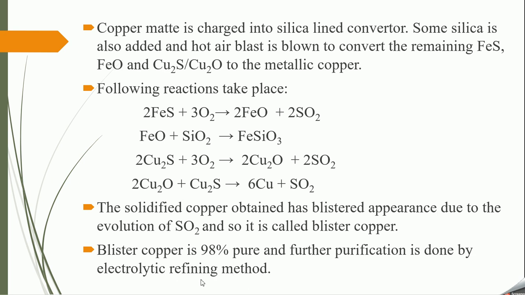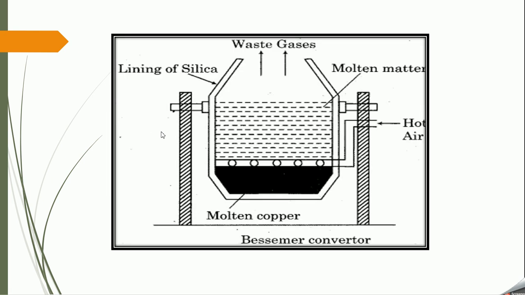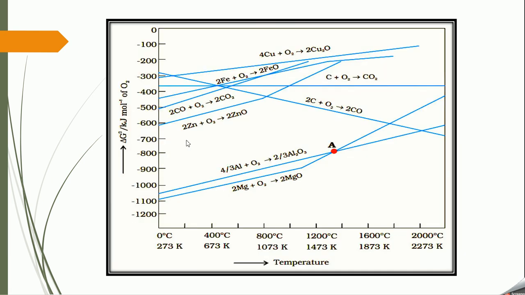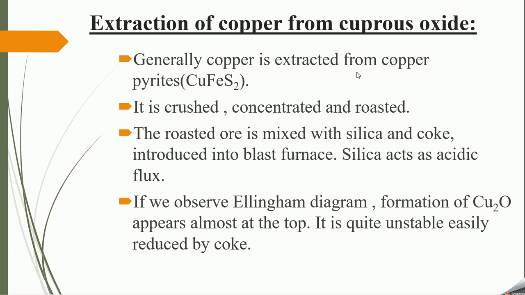What is this electrolytic refining method? You are going to study it under the refining part, that is in the next session. So the chemical reactions taking place in the Bessemer converter are very important. So this is about the extraction of copper from cuprous oxide.